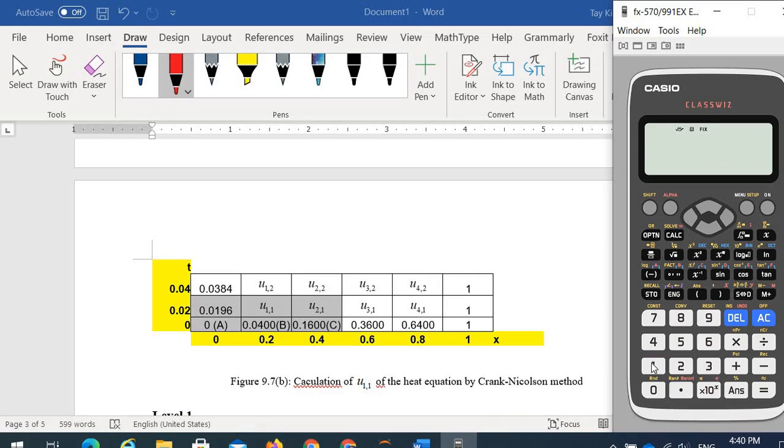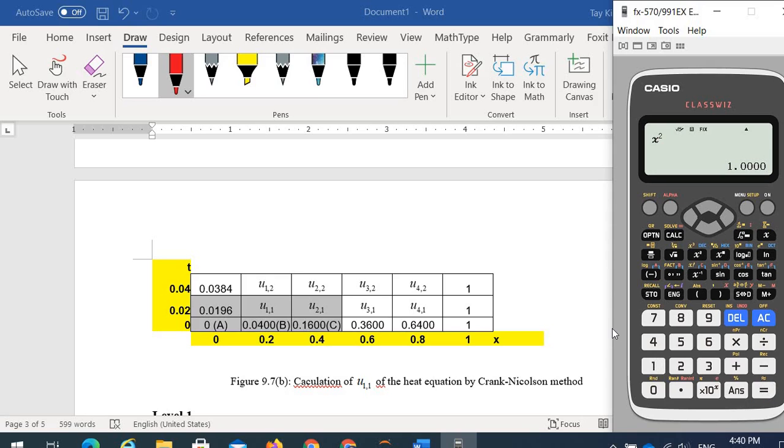Also, you can key in the function and then calculate 1 by 1. x is 0, then press calculate, 0.2. So you get 0.04. Calculate again, x now is 0.4, 0.16. Calculate again, x is now 0.6, 0.36. Calculate again, x now 0.8, 0.64. Calculate again, x now 1.